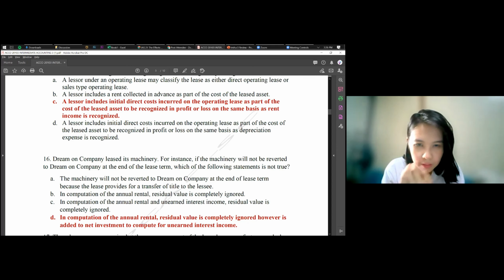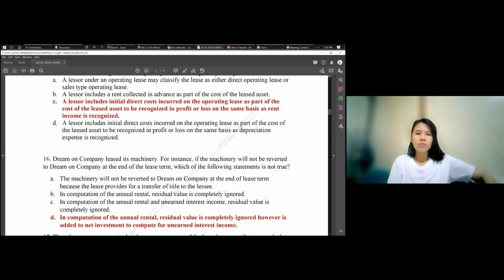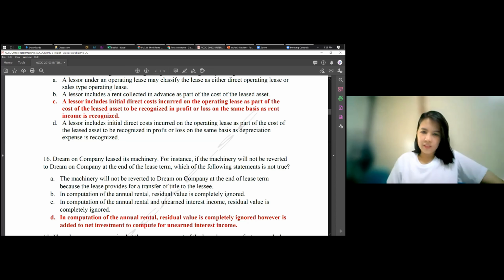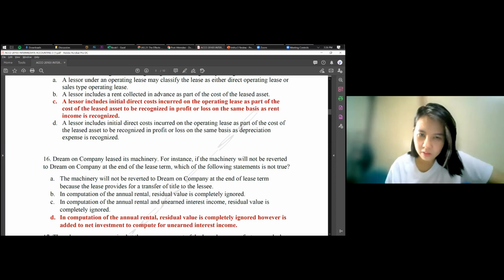However, it is added to net investment to compute for unearned interest income. So the value is completely ignored, however, is added to net investment to compute for, okay, definitely not true.